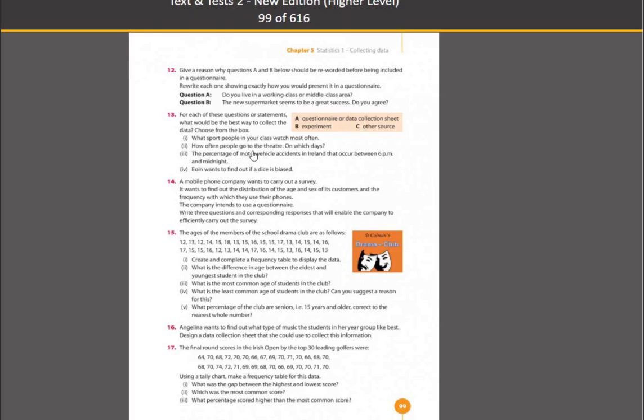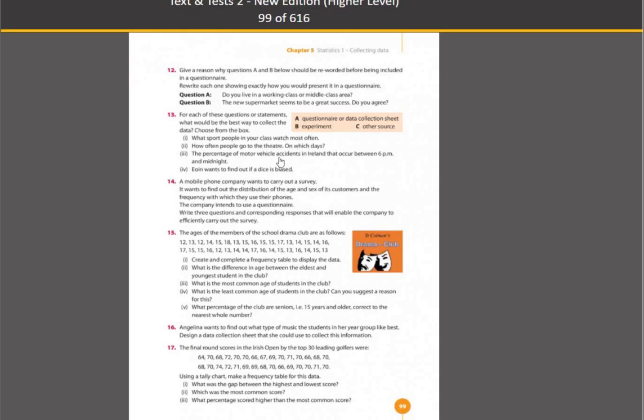How often people go to the theatre, on which days? You could conduct an experiment, or you could potentially just stand outside the theatre and survey people, because you obviously want to survey people who go to the theatre. So it would make sense to target that audience. On which days, and then give them the option to fill in the days.